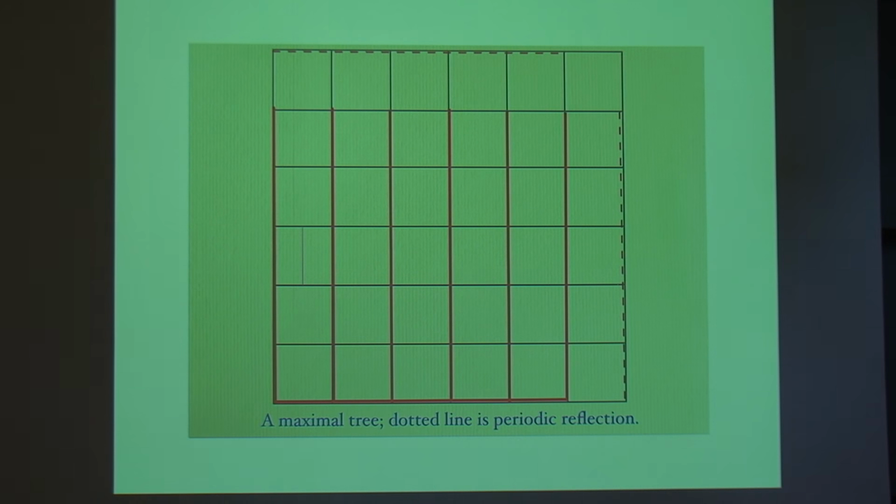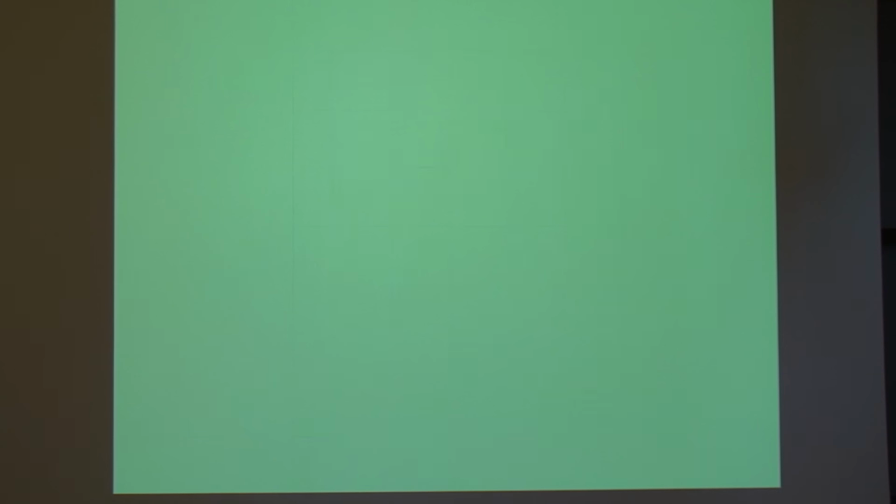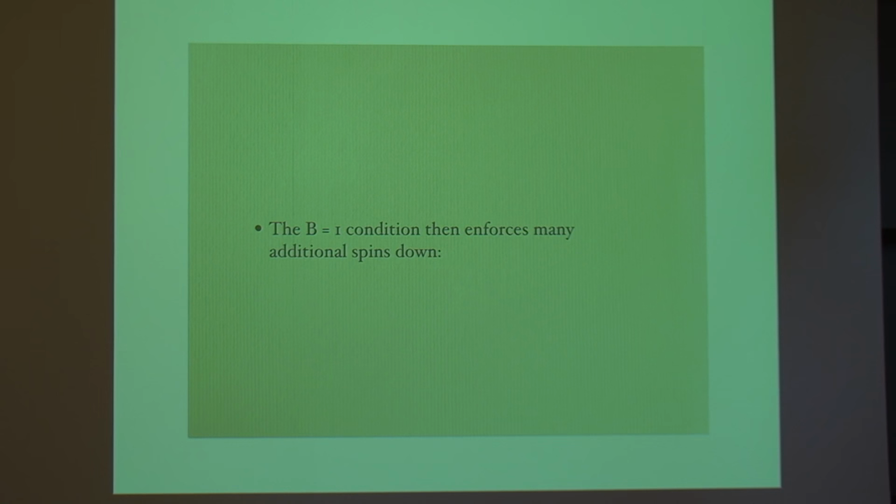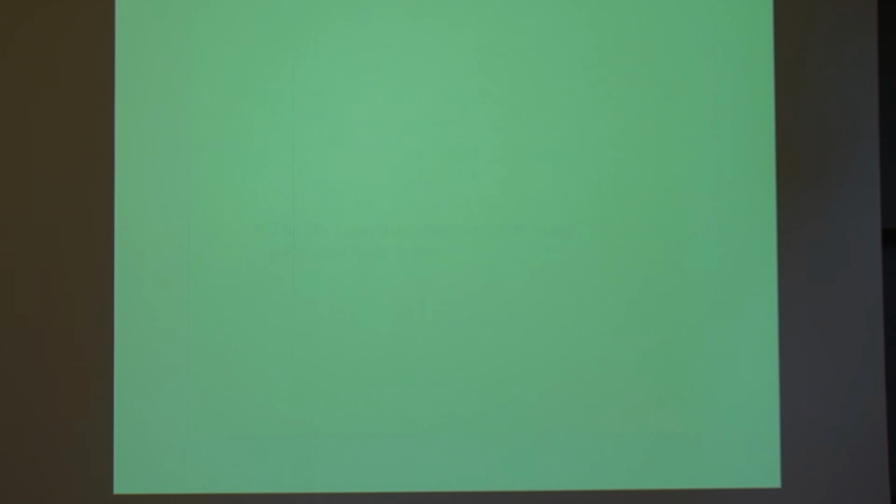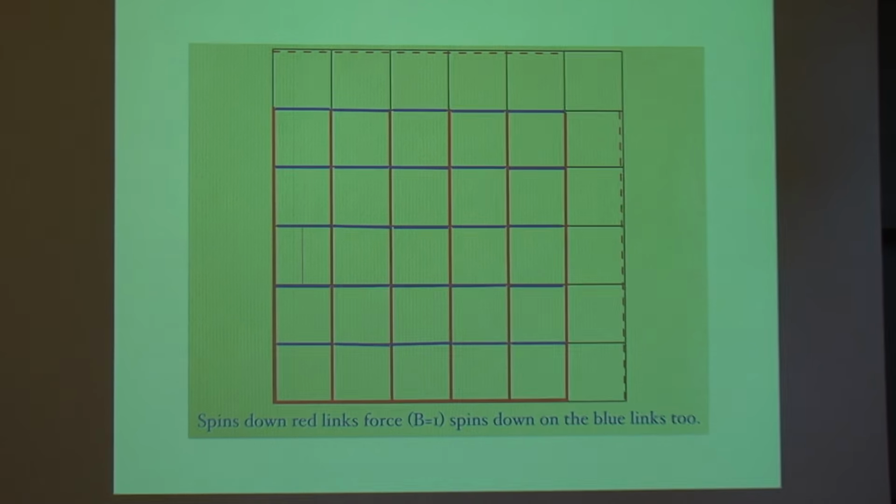And you can convince yourself that doing that you never undo anything you did before. So you can set all those spins equal to 1. And then once you've done that and look back at the B equals 1 condition, you find, so on the maximal tree, we've set all the spins equal to up, but we still have the condition that the number of up spins or down spins on any plaquette is even.